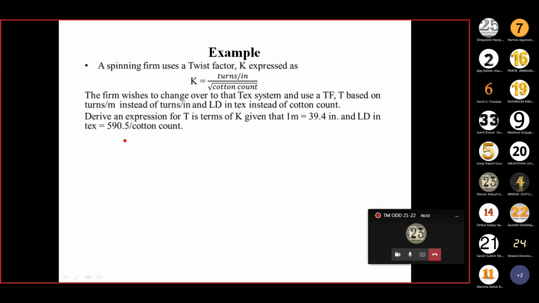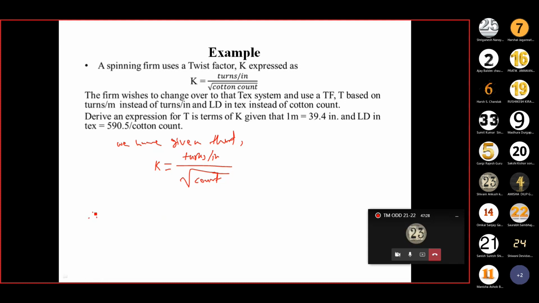So what we know, we have been given that K is equal to turns per inch divided by count, cotton count.